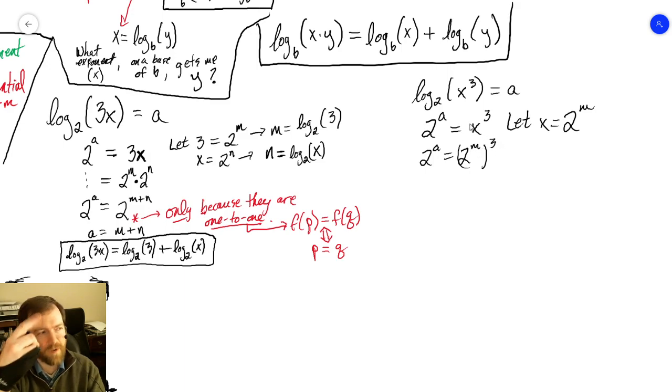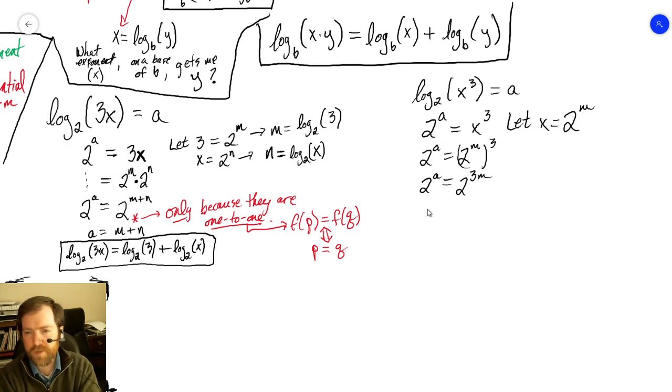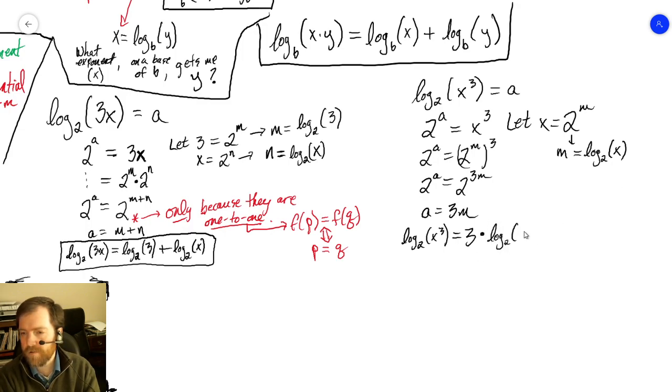When you raise a power to a power, you multiply their exponents. So this is 2 to the 3m equals 2 to the a. And again, take the logs of both sides, or you say here that these are one-to-one functions, so if their bases are equal, their exponents must also be equal. So a is equal to 3m, where a is equal to log base 2 of x to the third, and m is equal to log base 2 of x. So this is 3 times log base 2 of x.